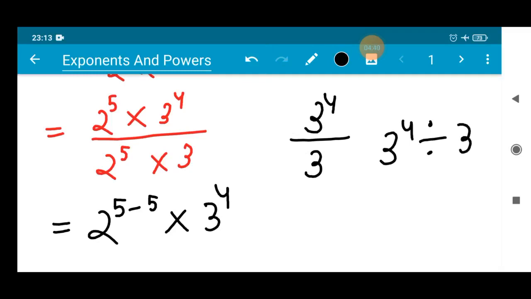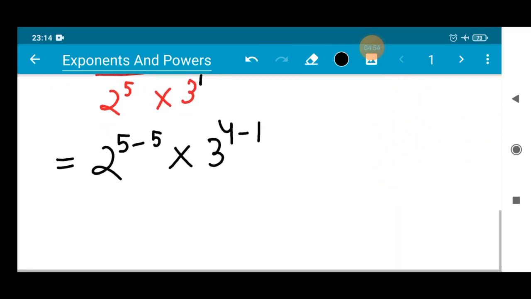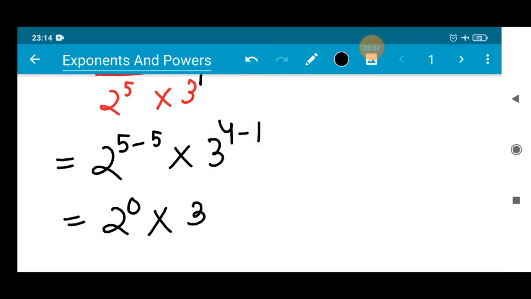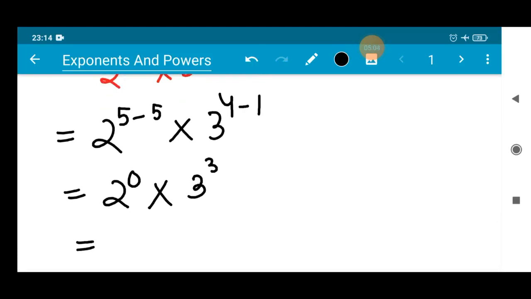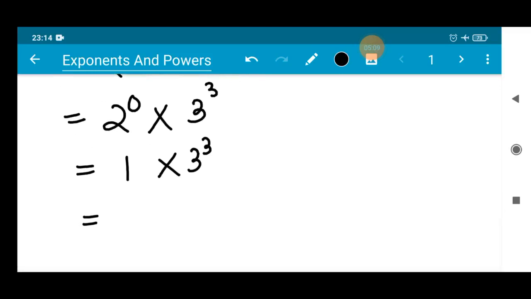Yes, if this is written like this, then I can write 3 to the power 4 divided by 3, or this is vice versa, right? Opposite of which. Now 3 to the power 4 minus 1, because we have the exponent 1 here. So let me erase this. Now the value can be written as 2 to the power 0, because 5 minus 5 is 0, into 3 to the power 4 minus 1, which is 3, equal to 2 to the power 0, which means 1, into 3 to the power 3, and 3 to the power 3 into 1 is 3 to the power 3. So you all know that a to the power 0 means it is 1 here.